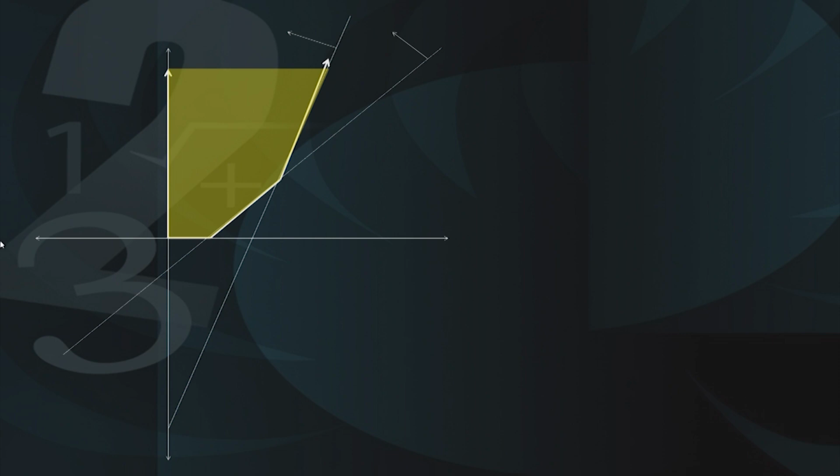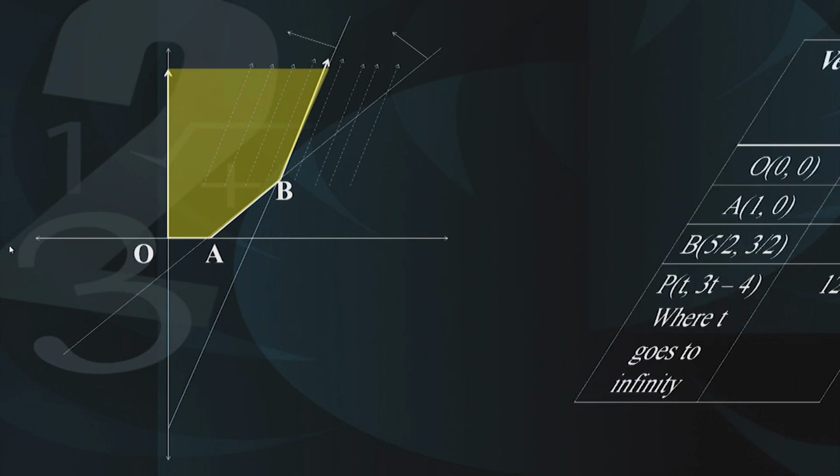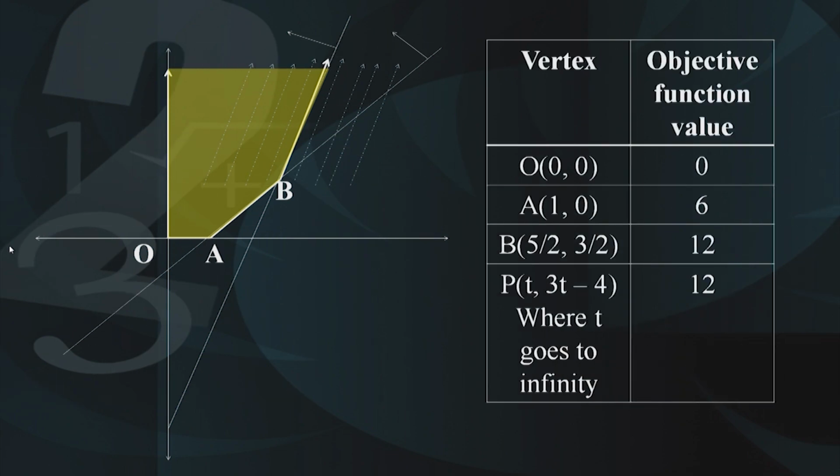Also, we need to look at the vertices of this feasible region. The first vertex is O, that is the origin, then we have A, then we have B, and let us look at the family of straight lines which represents the objective function. Now, we will evaluate the objective function at each of these points O, A, B.